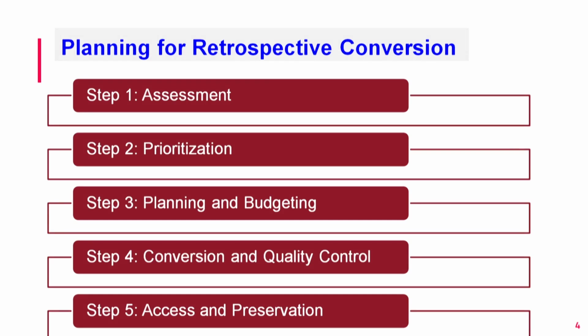What are the different areas of planning, or what are the different steps to be followed while planning a retrospective conversion? Let us look into them one by one. These are the points which should be kept in mind before you start a retrospective conversion, as part of the planning process. The first step is assessment, the second step is prioritization, the third step is planning and budgeting, the fourth step is conversion and quality control, and the last step is access and preservation. That means the fifth step is access and preservation.